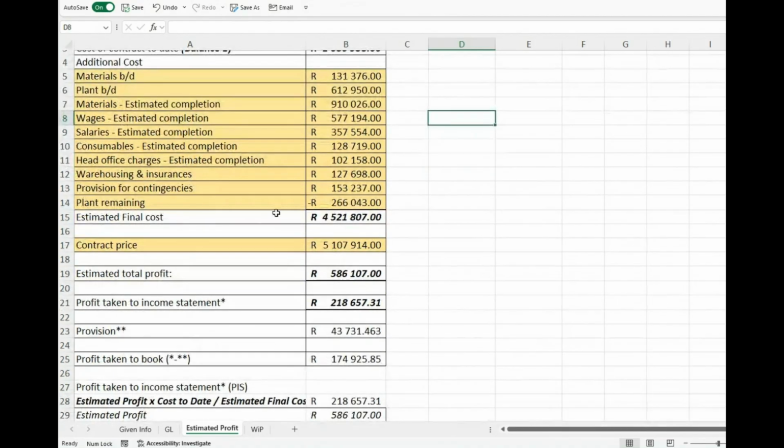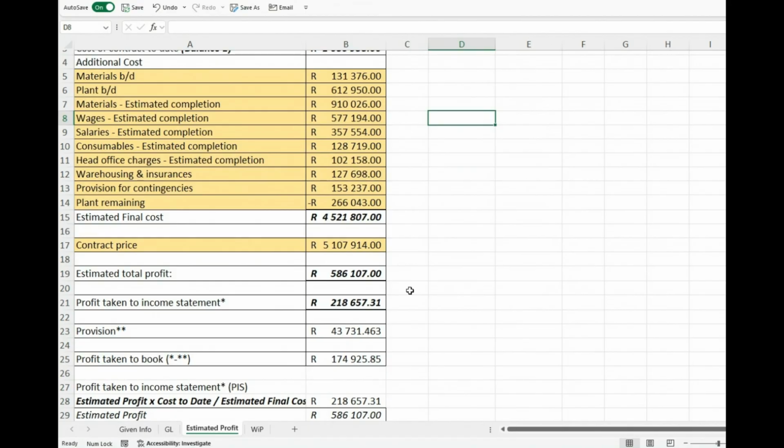Okay, and the contract price is 5107. That was also given to us. So if we have an estimated final cost and we have the contract price, then we can get to our estimated total profit. It's not too bad. On a contract of 5.1 million, our estimated total profit is almost 600,000. So it's a little more than 10%, 10.5%.